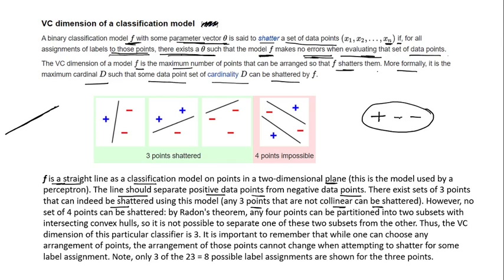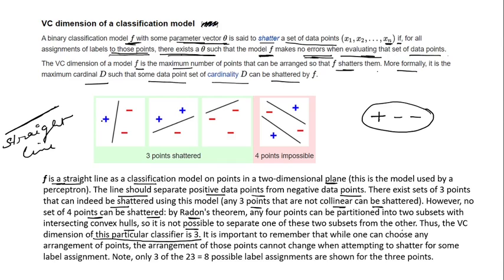If there are 3 points, positive or negative, whatever may be the combination, if they are not collinear, then the straight line can shatter them. Okay, so this is the message. However, no set of 4 points can be shattered. And that is represented by Radon's theorem: any 4 points can be partitioned into two subsets with intersecting convex hulls. So it is not possible to separate one of these two subsets from the other. Thus, the VC dimension of this particular classifier is 3.